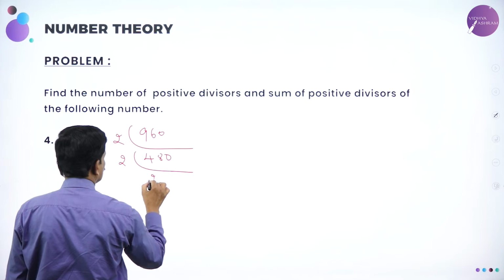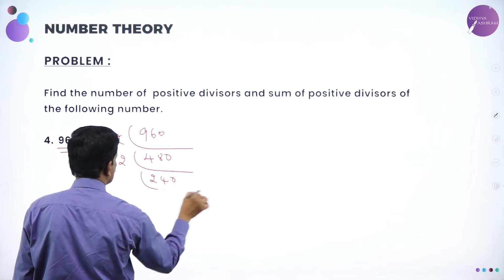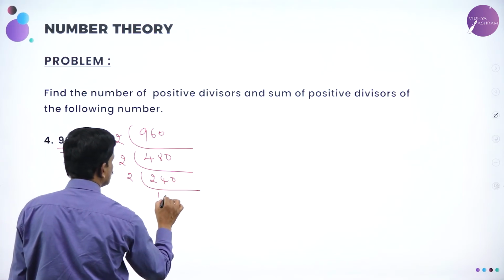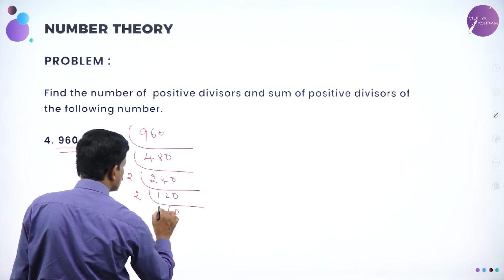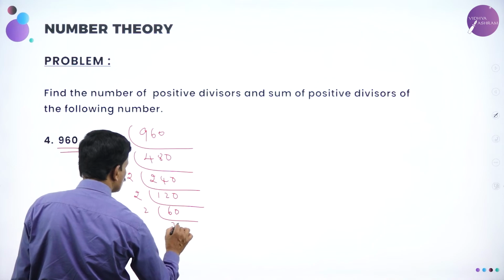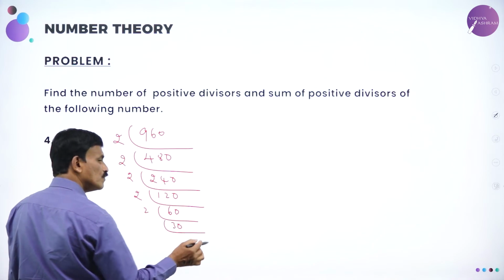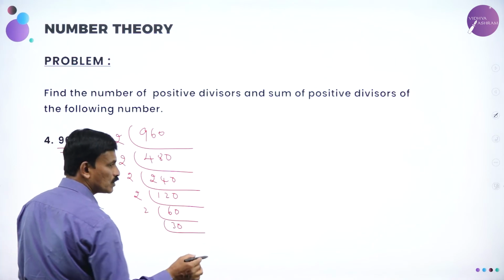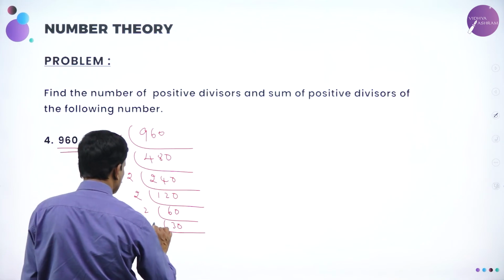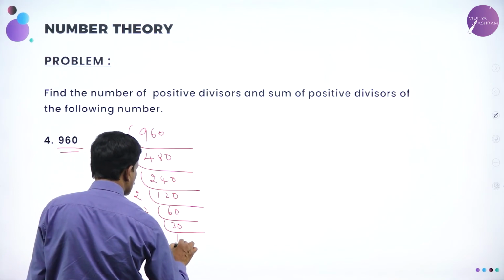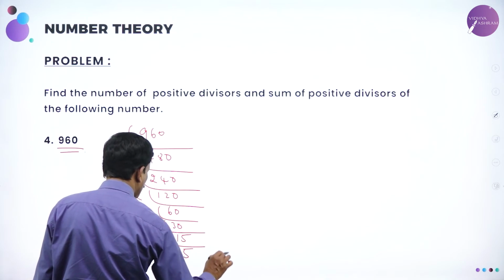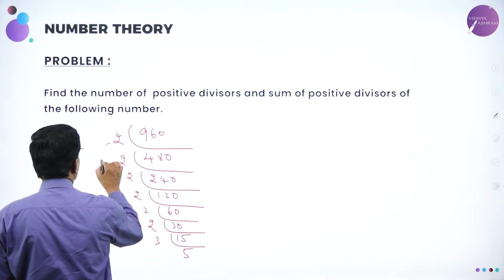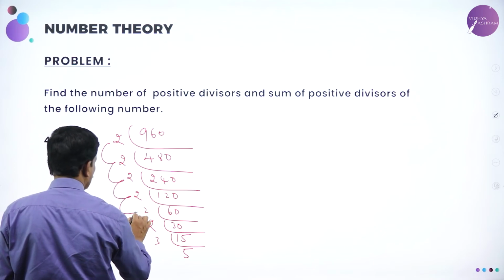Again 2 2s are 4, 2 4s are 8. Again from 2, 2 1s are 2, 2 2s are 4. Again 2 into 60 is 120. Again 2 into 30. Again 15 can be written as, if you divide by 2, 2 1s are 2, 2 5s are 10. Again this is nothing but 3 into 5. So therefore 1, 2, 3, 4, 5, 6.